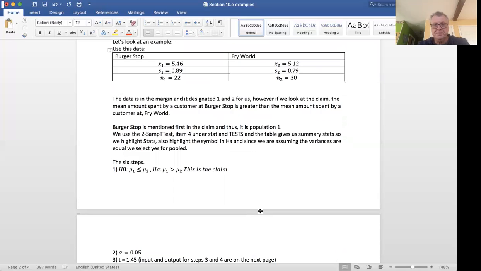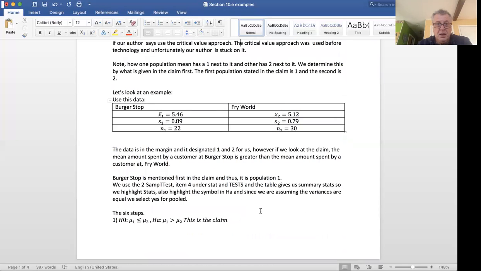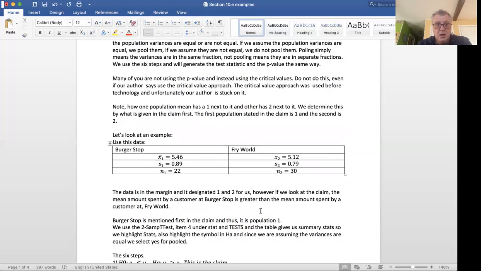So if I look at this, again, we have BurgerStop as group 1 and FryWorld as group 2. Okay. This data, sometimes it's in the margin of a problem, sometimes it's right out here like I have here. BurgerStop is mentioned first in the claim, and it is population 1. And I'm going to mention FryWorld second in the claim because here's the claim. The claim that the mean amount spent by customers at BurgerStop is greater than the mean amount spent at FryWorld.